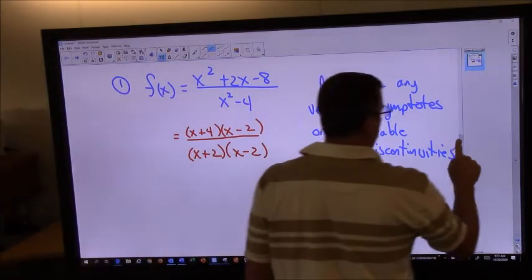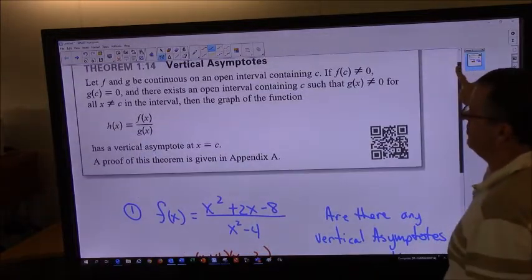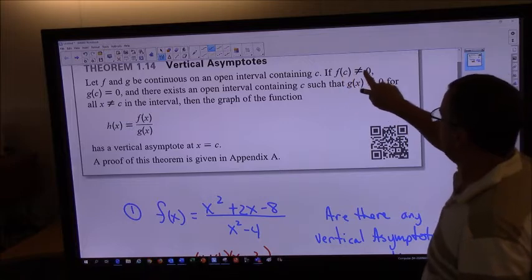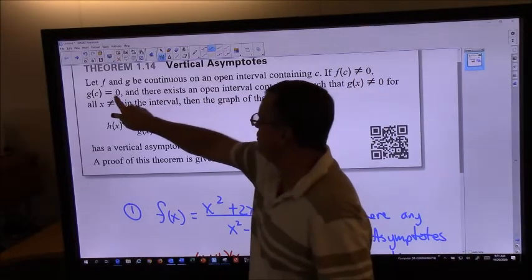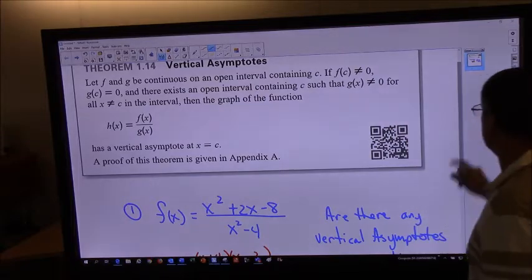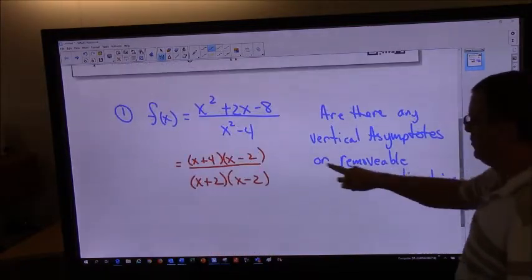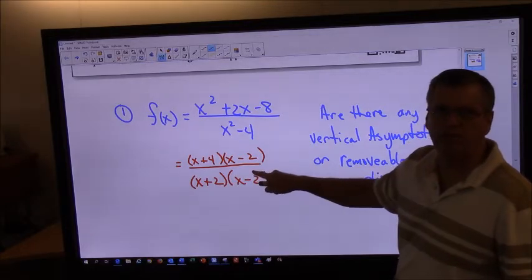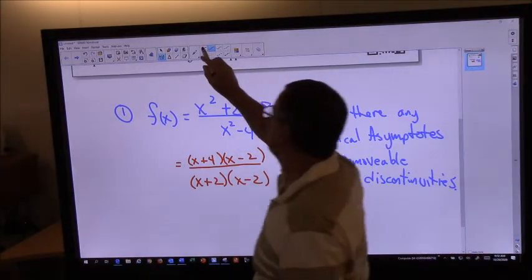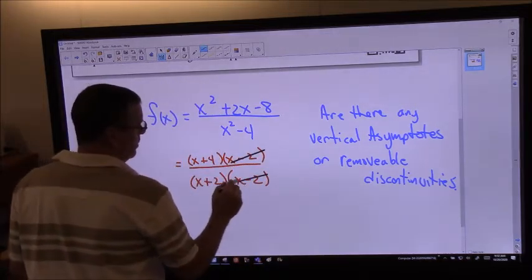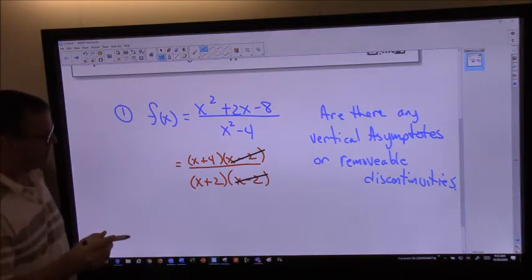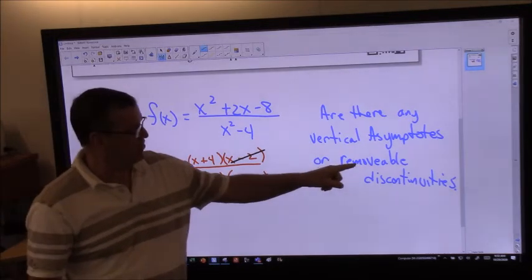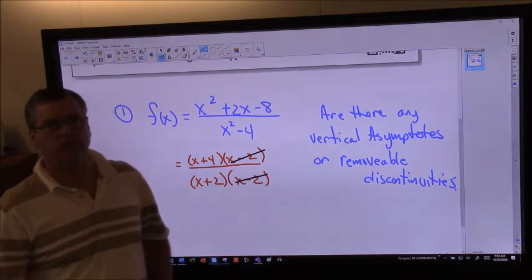So if we go back and look at our theorem here about vertical asymptotes, when they said that f of c does not equal 0 and g of c does equal 0, right? Well, here's a spot where they both equal 0, at 2. That's not where there's a vertical asymptote, right? What we learned last year is we can cancel those, and there's a hole in the graph at x equals 2, and that is considered a removable discontinuity.